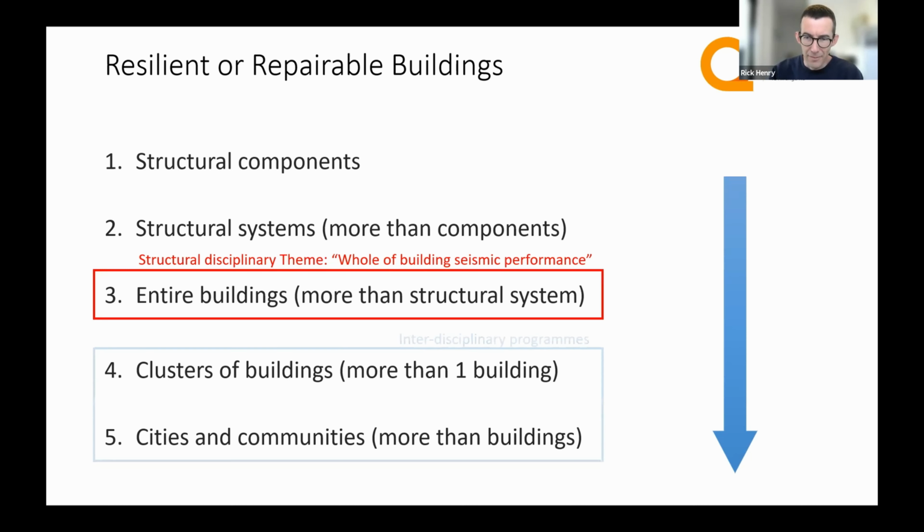And as we move further up that scale, that's perhaps some of the challenges that the interdisciplinary programs are addressing as well. And so there's definitely more required in terms of understanding beyond the sort of structural engineering perspective of how these decisions get made as well.